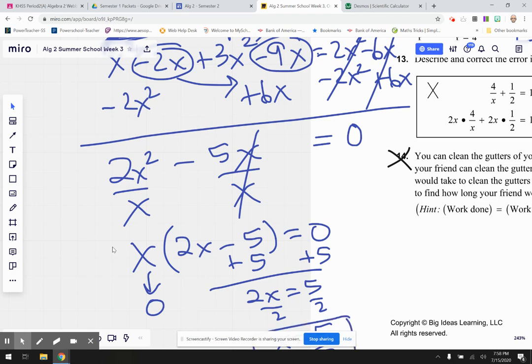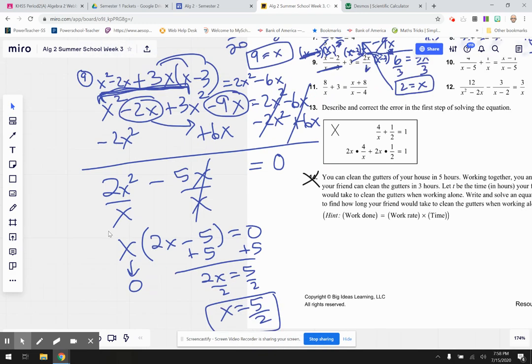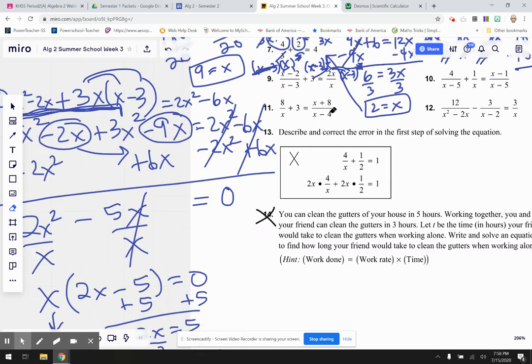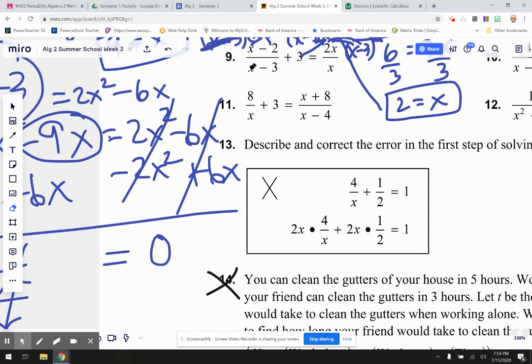Okay, now we need to go back and look at our original problem, because the bottom of those fractions is important. Okay, so you see how the x minus 3, so 3 is not going to work. I can't have a 0 on the bottom of a fraction. That is never allowed in math. So 3 does not work, but that's not one of my solutions.